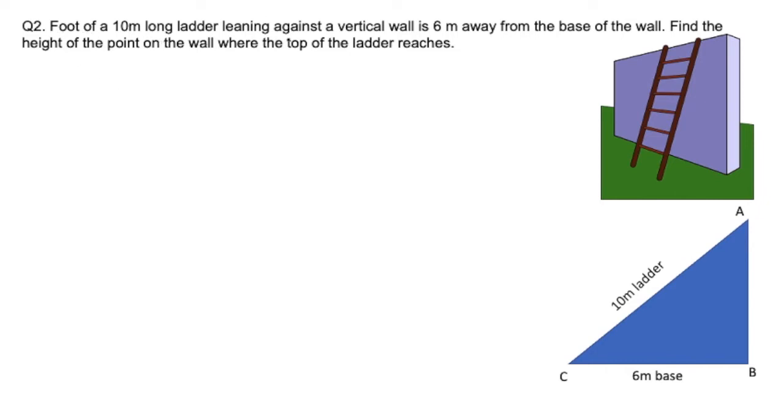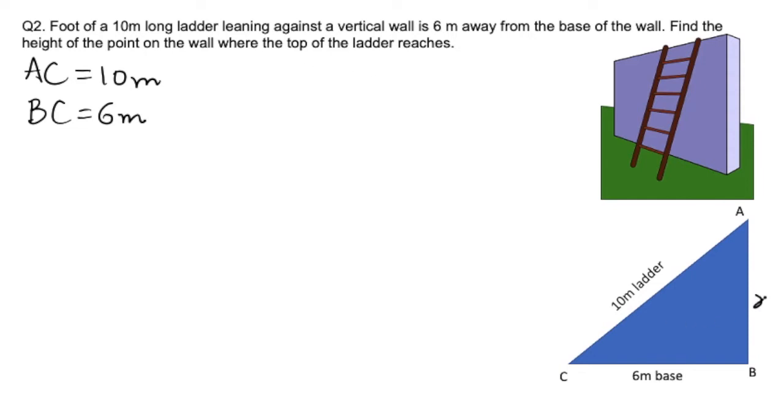The foot of a 10-meter long ladder leaning against a vertical wall is 6 meters away from the base of the wall. Now as you can see, this is a pictorial representation of the question, and this is the way we are going to present it mathematically or with the help of a right angle triangle. Here the side AC is 10 meters, which is representing the ladder. The distance from the base, that is BC distance, is given to you as 6 meters.